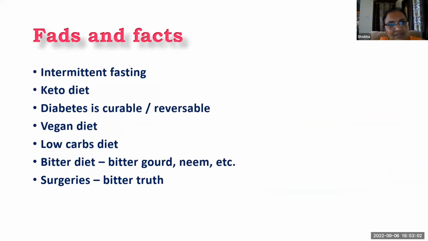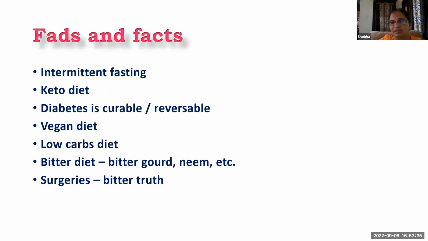Now, the facts and myths about managing diabetes. Of late, I'm coming across a lot of intermittent fasting, keto diets, claims that diabetes is curable, reversible, then vegan diets or low carb diets, bitter gourd juices, neem juices, curry leaf juices, whatnot, then surgeries also, metabolic surgeries. So intermittent fasting, like you eat for some hours, you don't eat. What happens is you take a meal and again you take either a small quantity or only protein rich foods and you fast for some hours.